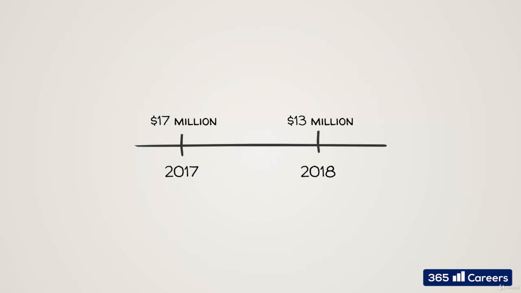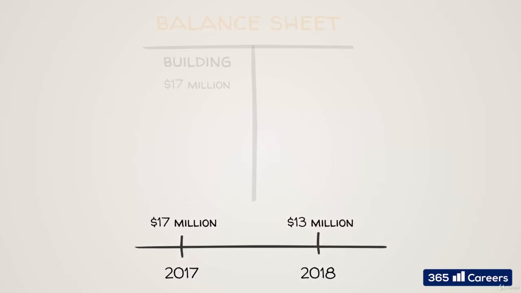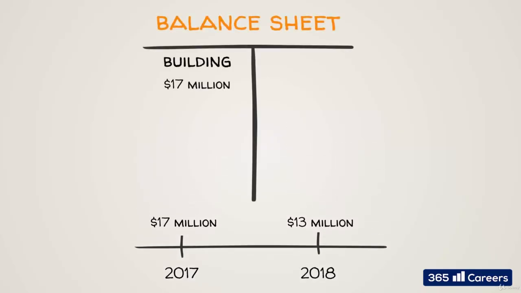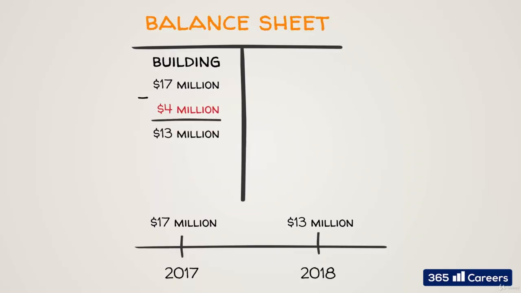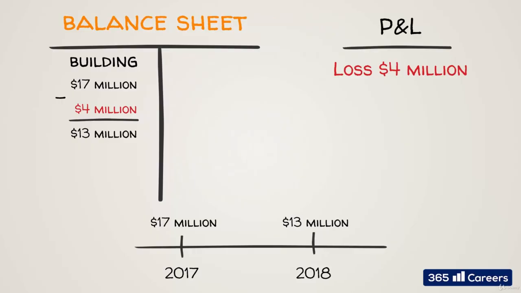Okay, perfect. Let's assume that the next year, 2018, the market for real estate goes down, and the revaluation test indicates the building is worth $13 million. What happens? We have to record the new value of the building on our balance sheet, right? It becomes $13 million. And in addition to that, we'll report a loss of $4 million in the P&L. So the company's net income for 2018 will be $4 million lower.